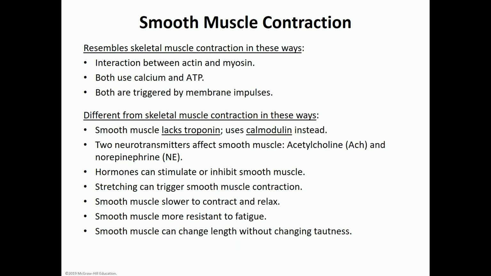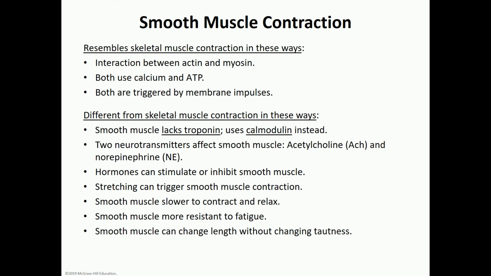For smooth muscle contraction, there are things that smooth muscles have in common with skeletal muscle, and that is that there is an interaction between actin and myosin. We do use calcium and ATP, and they are triggered by membrane impulses, so by a change in the electricity across the cell membrane. But they do differ in a lot of other things.